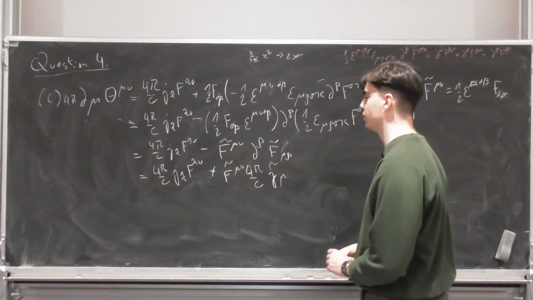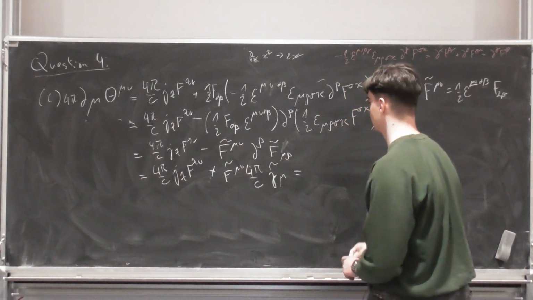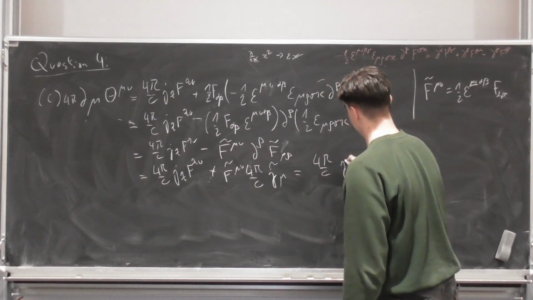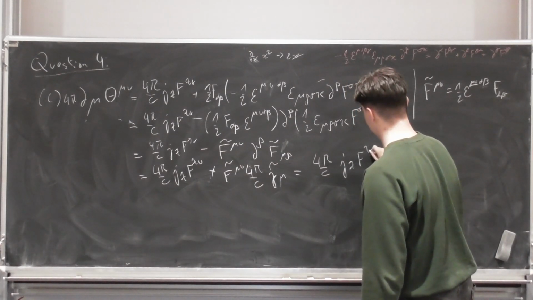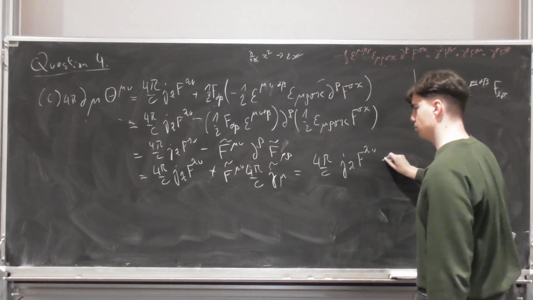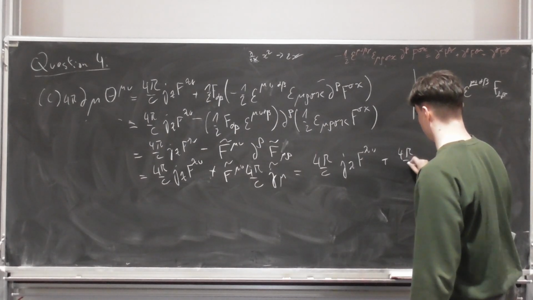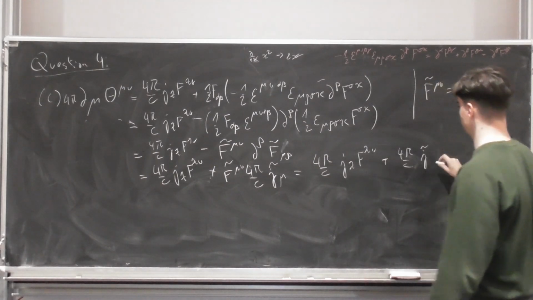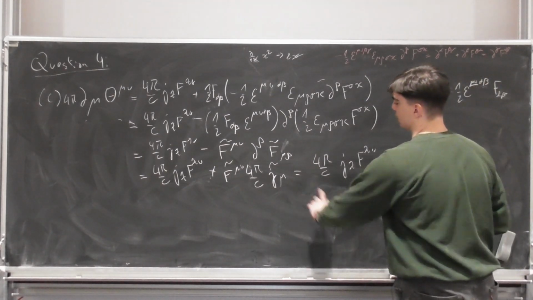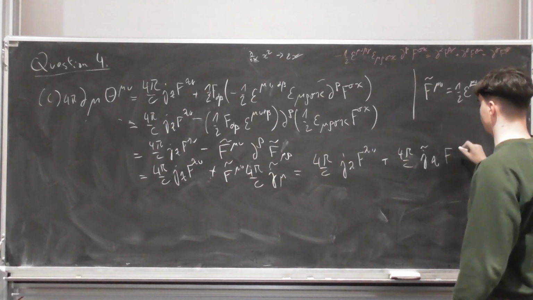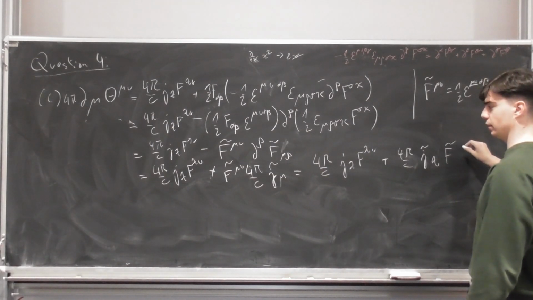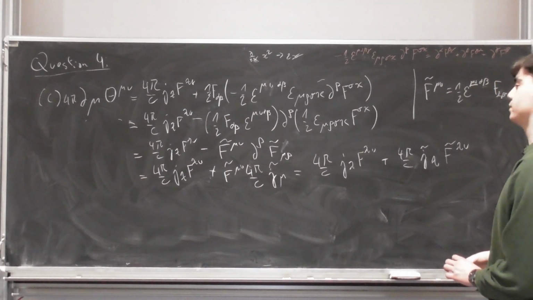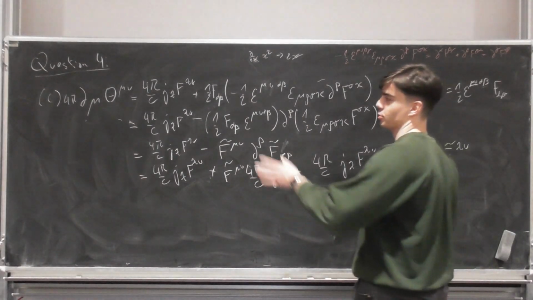So here we have it basically. This is going to be equal to 4 pi over c j lambda f lambda nu plus 4 pi over c j tilde. I'm going to relabel mu as lambda here so that it looks like the final expression in the exam. F tilde lambda nu. And to get to the final expression, we divide across by 4 pi.